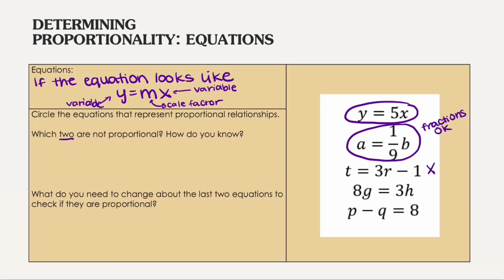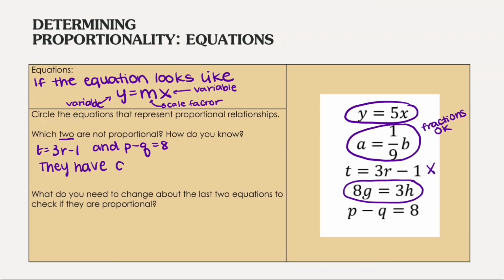The last two are harder to tell because they're a little bit different, but there's only 2 that are not proportional. So we'll get to those in a second. Spoiler alert, 8g equals 3h is proportional, and we'll talk about that in a second. Okay, so I can tell that t equals 3r minus 1 is not proportional, and also p minus q equals 8 is not proportional either, for the same reason I talked about before. They have addition or subtraction. If you have addition or subtraction, it is no longer a proportion.